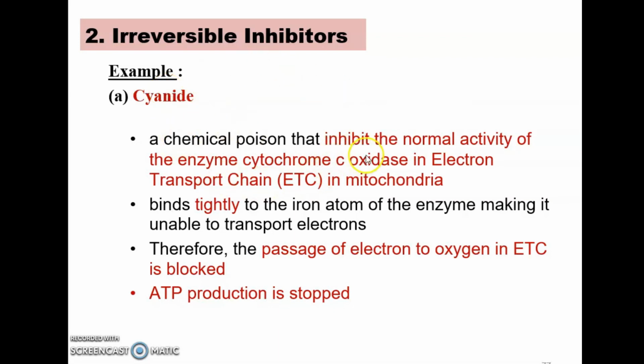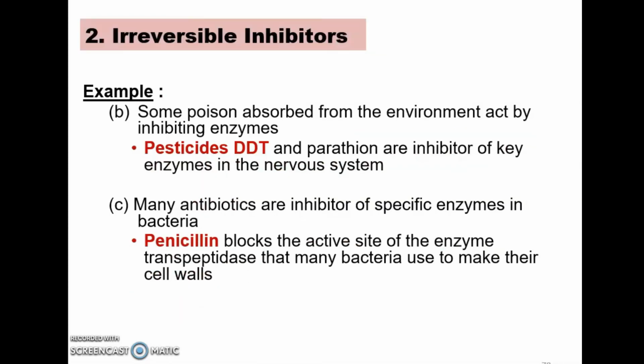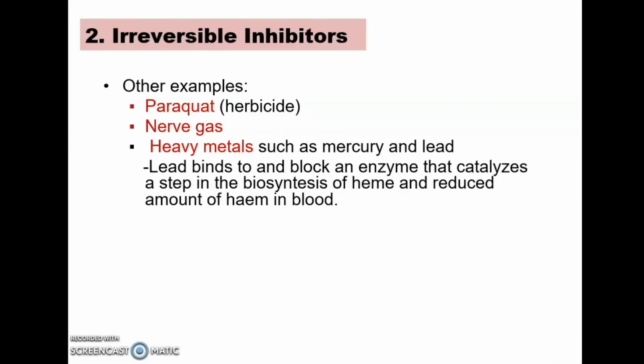So nampak, this cyanide binds to enzyme cytochrome C oxidase. So the cytochrome C oxidase cannot conduct its function. So what happened? It will cause the passage of electron to oxygen in ETC being blocked. So ATP production is stopped. So consequence dia sangat besar. Okay, here is the example that you can read. Okay, this one pun sama jugalah. The paraquat, nerve gas. So jenis irreversible, heavy metal pun yes.